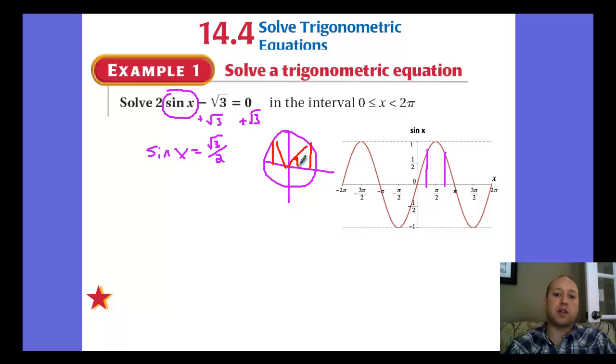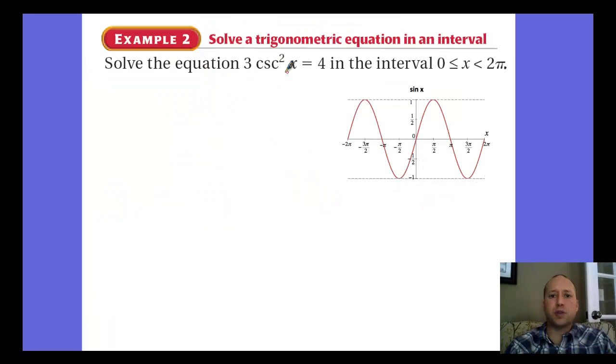And so I know that this angle here is pi thirds, and then this angle here would be 2 pi thirds. So pi thirds and 2 pi thirds. Now because the interval notation right here tells us we only need the answers within one unit circle, these would be the two answers. Here's another one, cosecant.